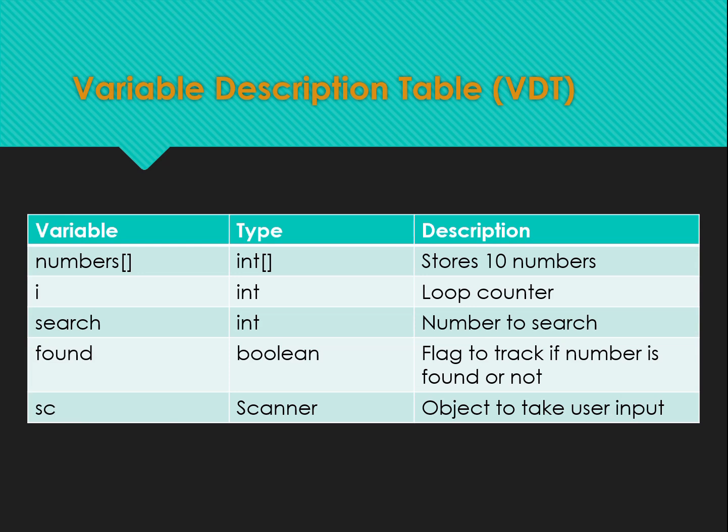This table lists and describes the variables used in the program. Each variable plays a specific role, from storing input values to controlling the search and tracking whether the value was found.